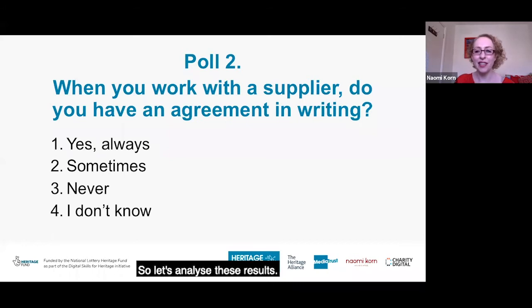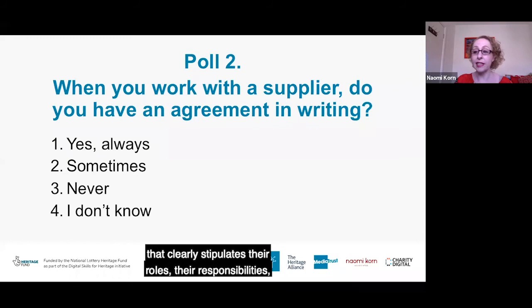So let's analyse these results. So 55% of you said yes, always you have an agreement in writing, 35% say sometimes, and 9% have said I don't know, and 1% have said never. And that's very interesting indeed, because it's absolutely crucial that when you do work with suppliers, you have an agreement in writing that clearly stipulates their roles, their responsibilities, and also outlines what your expectations are from them.